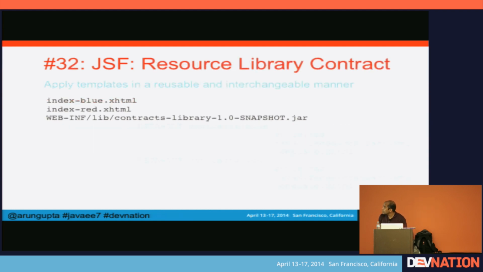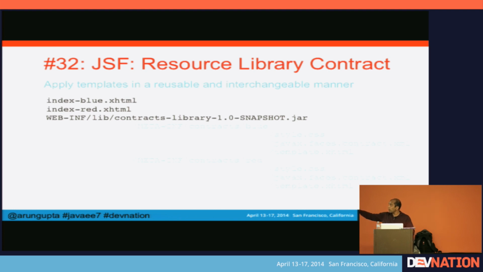JSF also defines a resource library contract. The idea is, with JSF 2.0, the idea was to have a simple look and feel kind of concept, or standard look and feel. So you can say true MVC. Your view is using XHTML and CSS. Model and controller are sitting back in the EJBs and JPAs. Okay. Now this kind of takes that a step forward.